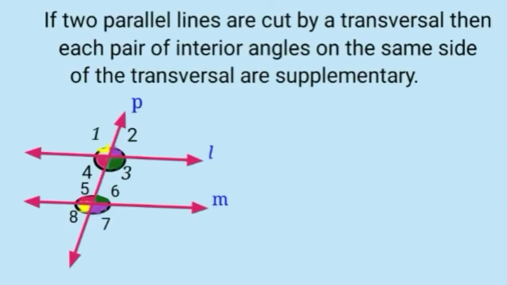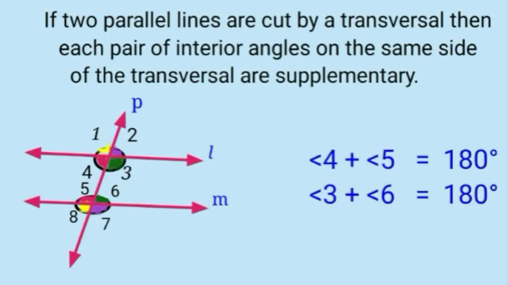Look at the third property. If two parallel lines are cut by a transversal, then each pair of interior angles on the same side of the transversal are supplementary. So the angles on the same side of the transversal are the first pair 4 and 5, the second one 3 and 6. They are supplementary. That means the sum is 180 degrees. So angle 4 plus angle 5 is equal to 180 degrees. Angle 3 plus angle 6 is equal to 180 degrees.